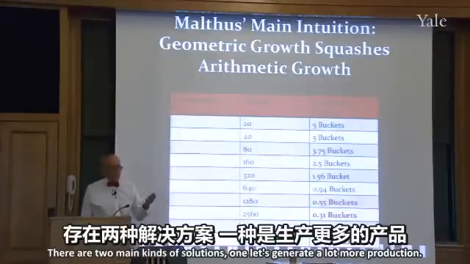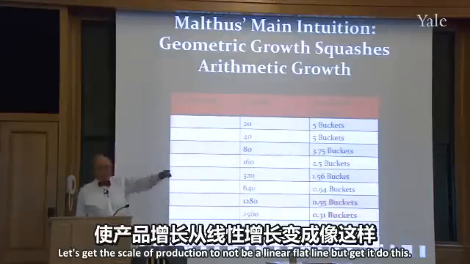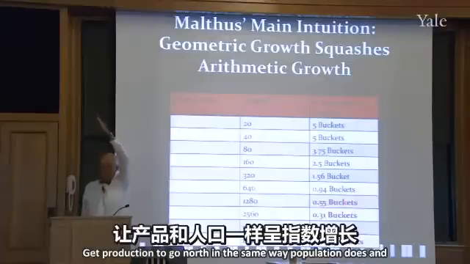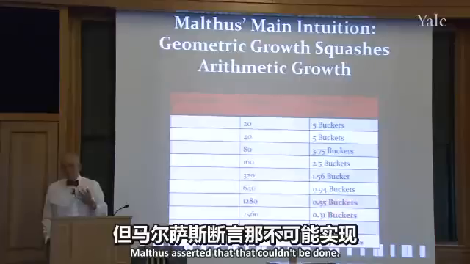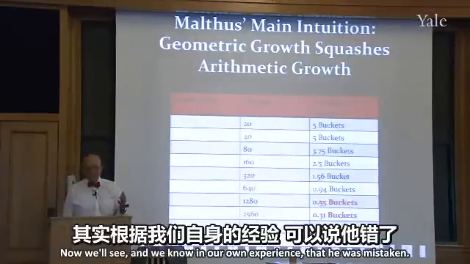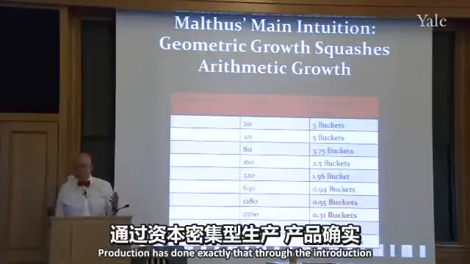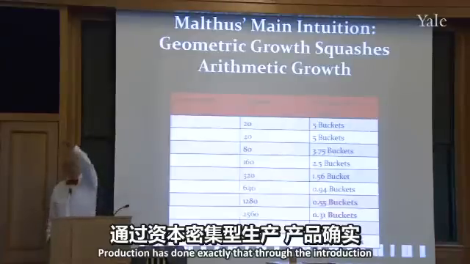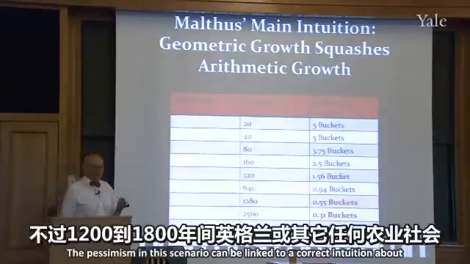One, let's generate a lot more production. Let's get the scale of production to not be a linear flat line, but get it to do this. Get production to go north in the same way population does. And Malthus asserted that that couldn't be done. Now we'll see, and we know in our own experience that he was mistaken. Production has done exactly that through the introduction of capital-intensive production.